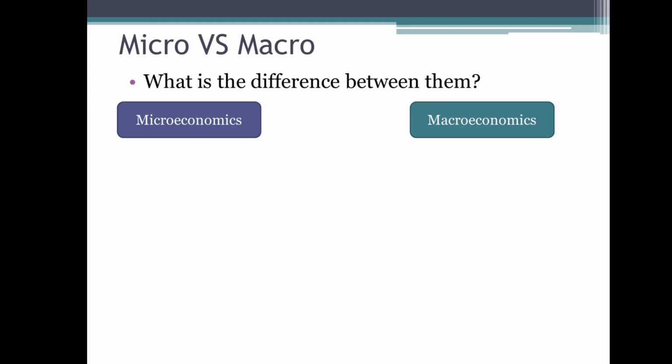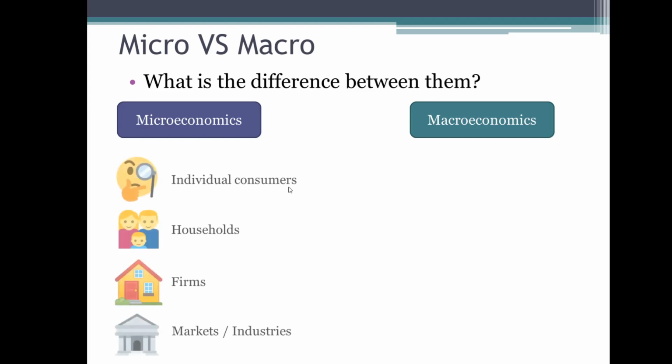So I'm just going to quickly go through this. If you forgot this, I'm just going to quickly tell you. Microeconomics, we look at some people individually. It could be individual consumers, households, firms, or some markets, what you call industries. When we look at the individuals, then we are looking at microeconomics. But when we are talking about macroeconomics, we are trying to look at all of them, in the bigger picture.